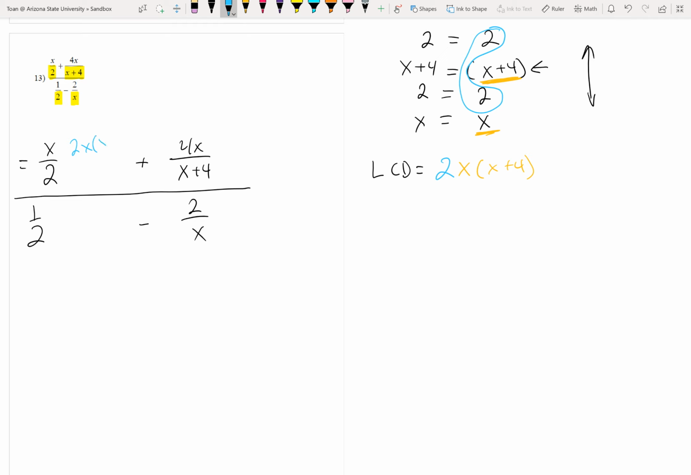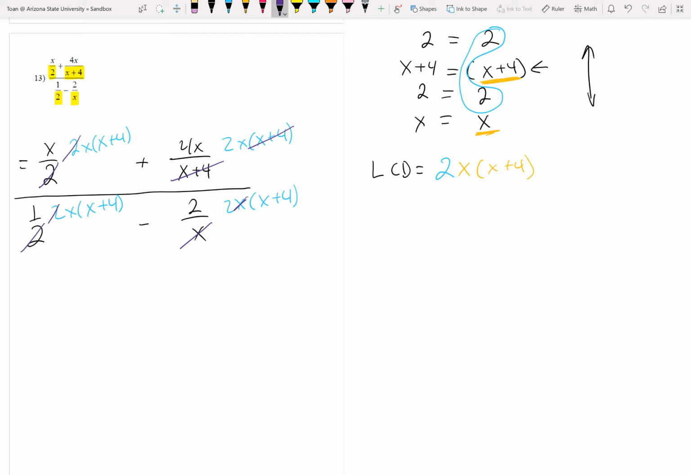So 2x(x plus 4), 2x(x plus 4), 2x(x plus 4), 2x(x plus 4). Now because we're using the LCD, if we're doing it correctly, all of the mini denominators should cancel out. So on the top left, the 2's cancel out. Top right, the x plus 4's cancel out. Bottom left, the 2's cancel out. The bottom right, the x's cancel out. And all that's left to do is multiply, distribute what's left over.